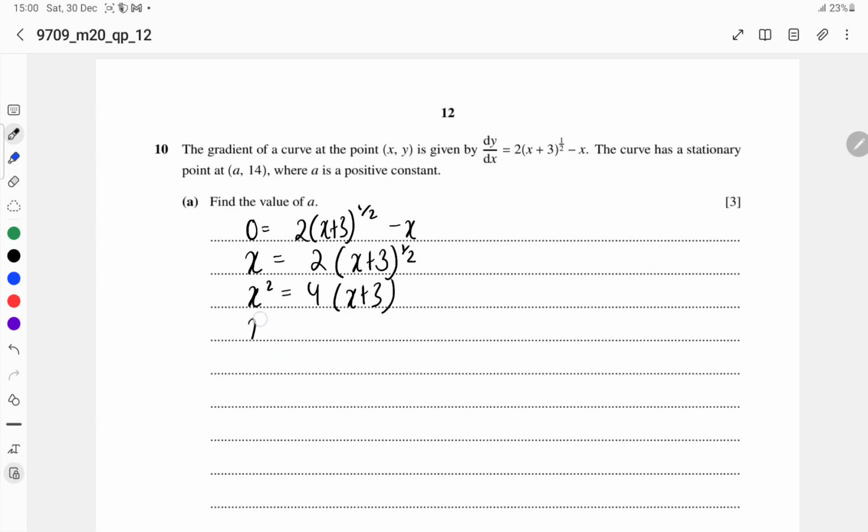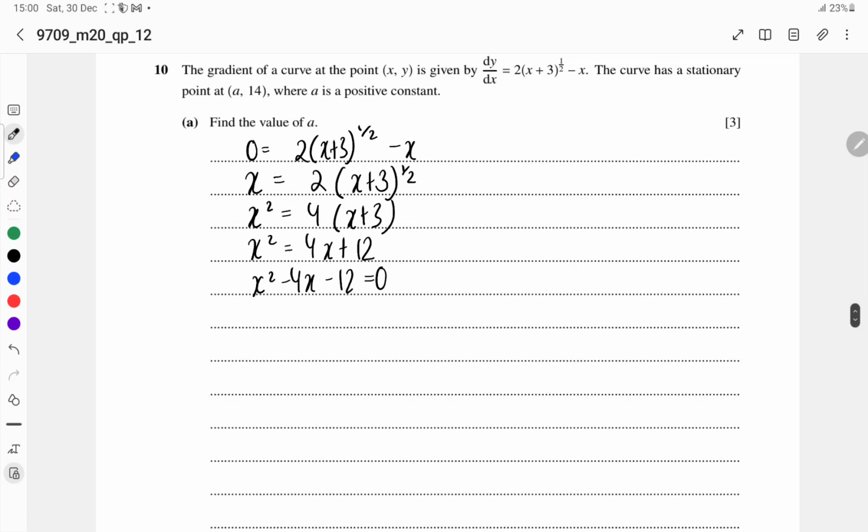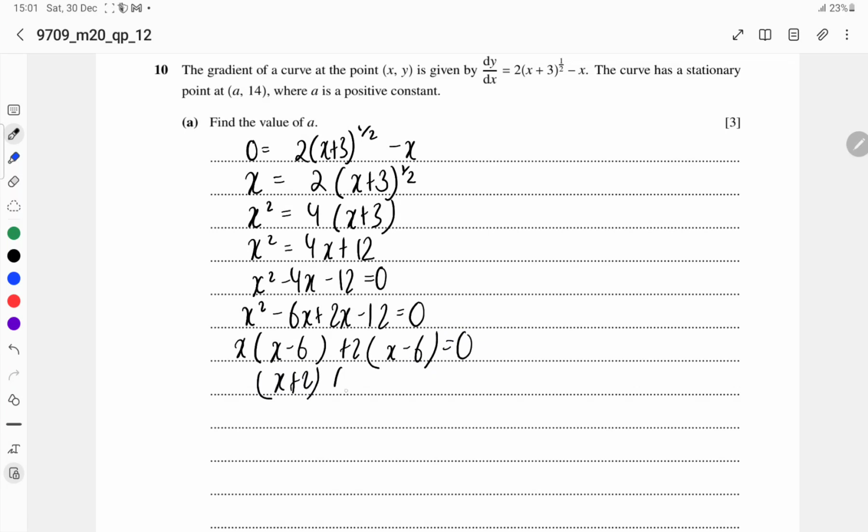So it's simply going to be x squared equals 4x plus 4 into 3, which is 12. x squared minus 4x minus 12 must be equal to 0. So the possible values of x will be given by solving this quadratic equation first. x squared minus 4x minus 12, right? So what we need to do is x squared minus 6x plus 2x minus 12 equals 0. x(x minus 6) plus 2(x minus 6) equals 0. (x plus 2)(x minus 6) equals 0. So x equals minus 2 and 6.